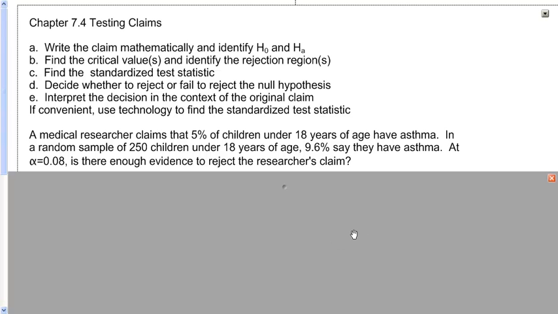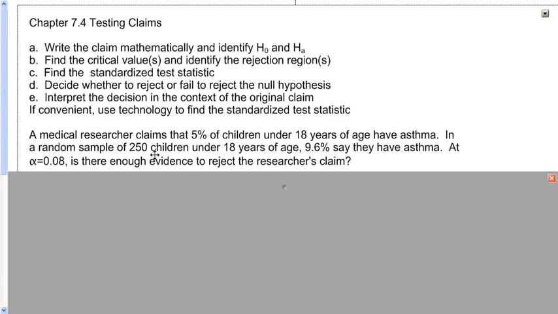This is testing claims, and it's out of chapter 7.4. And as you can see, you have 5 things you need to do. You need to state your null hypothesis and your alternative hypothesis, or alternate hypothesis. Find the critical values, use a standardized test statistic, decide whether to reject it or not, and then write it in terms of your problem.